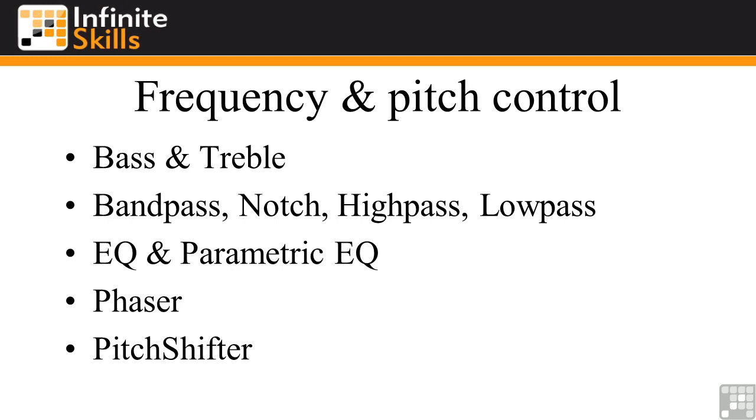EQ and parametric EQ allow you to increase or decrease the volume of a frequency range. EQ has 5 ranges you can choose from. Parametric EQ has 1. Phaser is just sort of a sound effect that makes some strange little science fiction sounds. Pitch shifter allows you to change the pitch of a vocal or an instrumental.